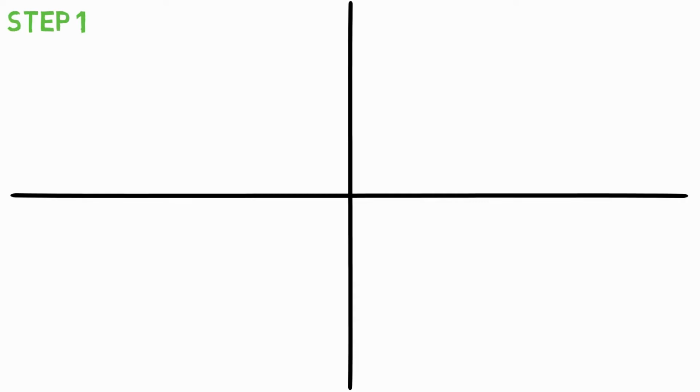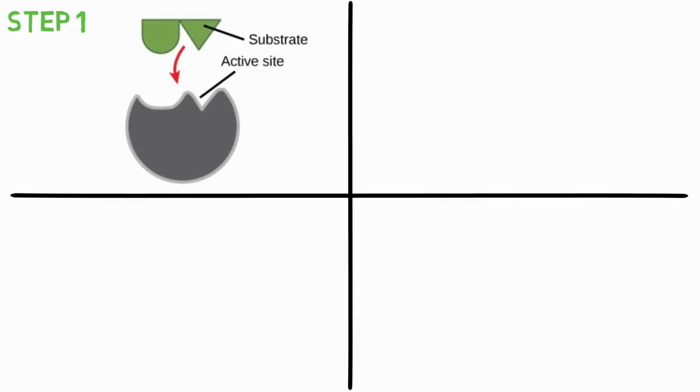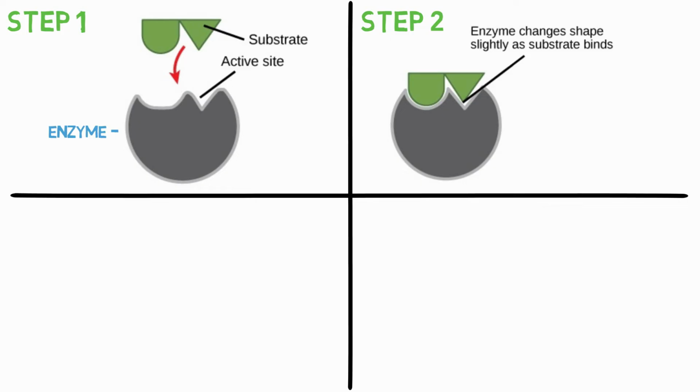Step 1. The substrate, the molecule or molecules involved in the reaction, is in the area near the enzyme and comes into contact with the active site, the area on the enzyme where the substrate binds and the reaction will occur. Step 2. The enzyme changes shape, forming the enzyme-substrate complex. I know, right? Super complicated name.